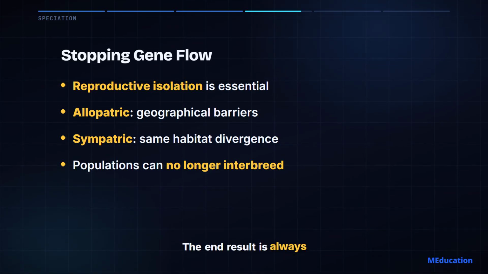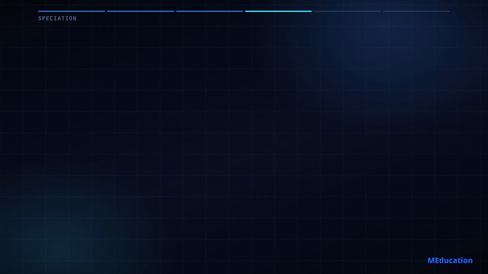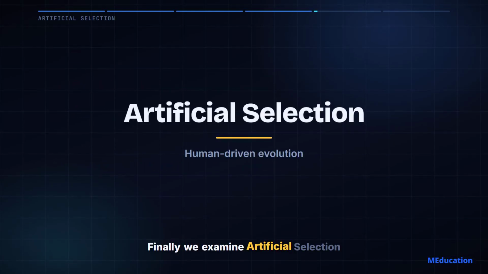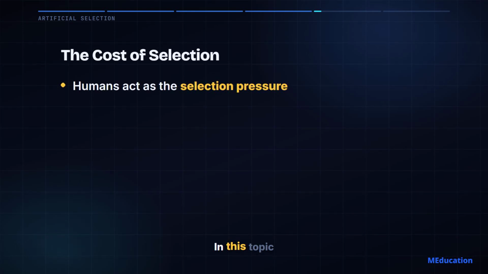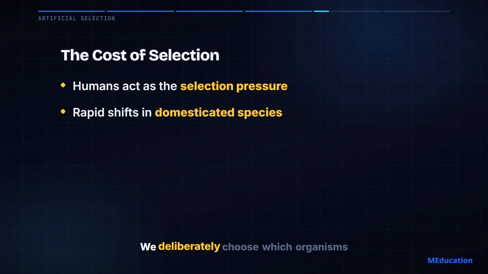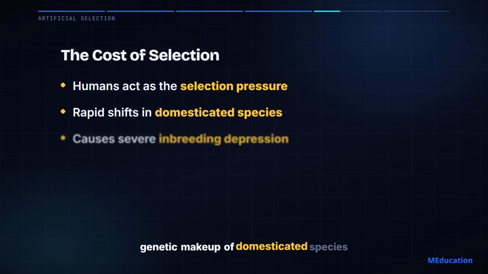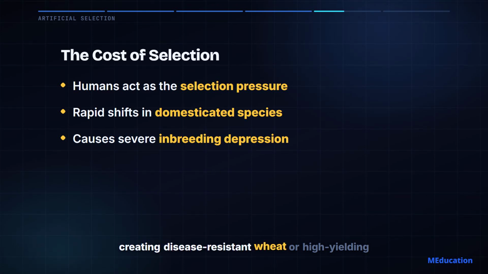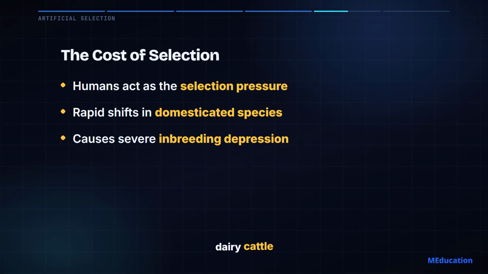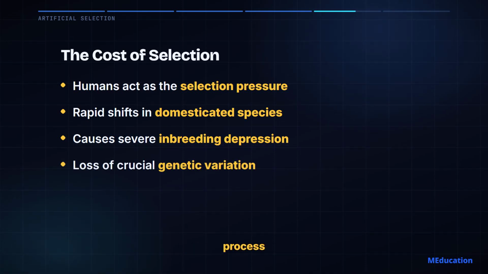The end result is always the same. The two groups can no longer interbreed to produce fertile offspring. Finally, we examine artificial selection. In this topic, humans act as the selection pressure. We deliberately choose which organisms reproduce to rapidly alter the genetic makeup of domesticated species, creating disease-resistant wheat or high-yielding dairy cattle. But you will also evaluate the severe costs of this process.